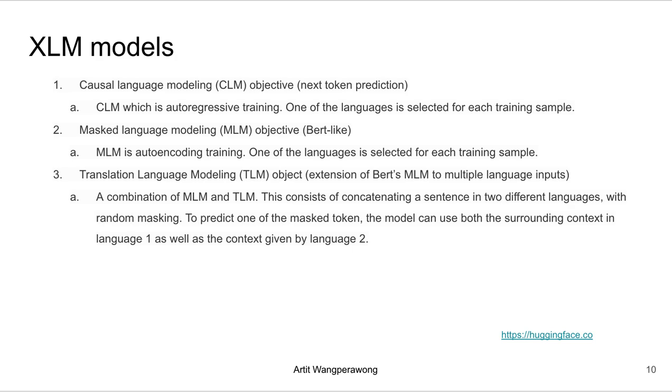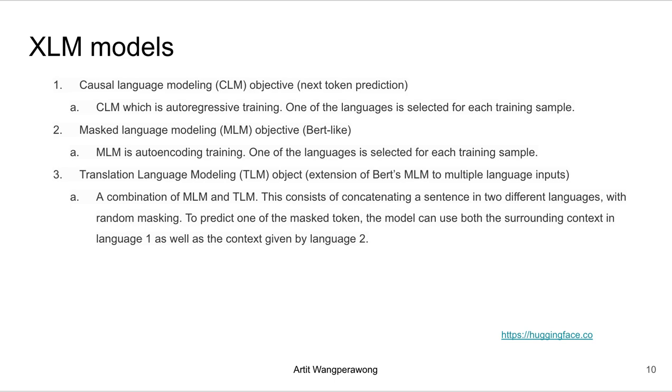Finally, the third is the translation language model, TLM, which was originally coined by this XLM paper. This objective is essentially an extension of BERT's MLM to multiple language inputs. It consists of concatenating a sentence in two different languages with random masking. And then we have to predict the masked token. The model can use both the surrounding context in language 1 as well as the context given by language 2.